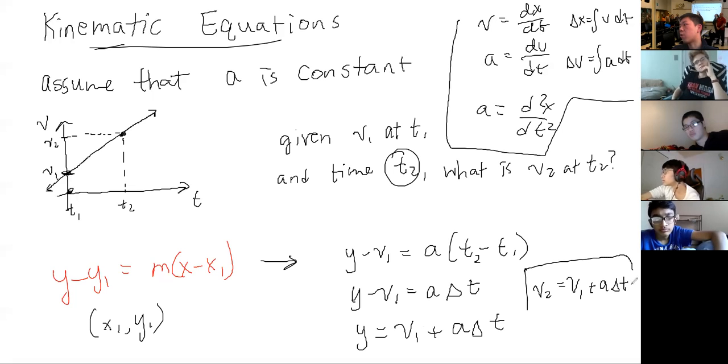And this is our first kinematic equation, which sort of makes sense because if you're accelerating, the new velocity that you're going to be at is going to be equal to your acceleration times the amount of time you spent accelerating. Can you just derive that from the acceleration formula?